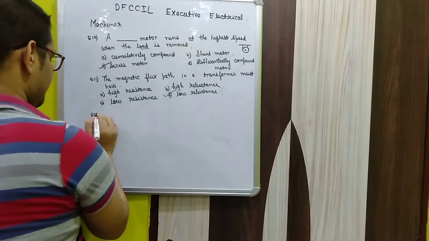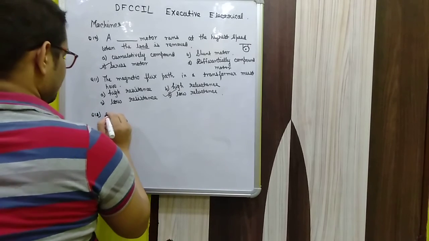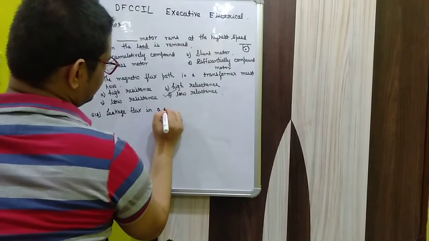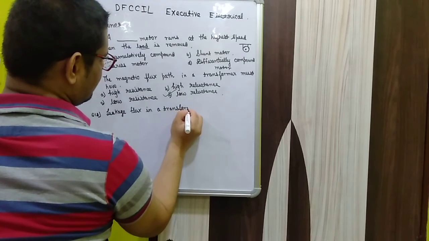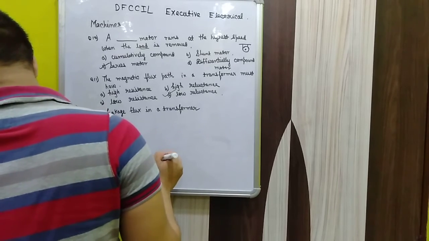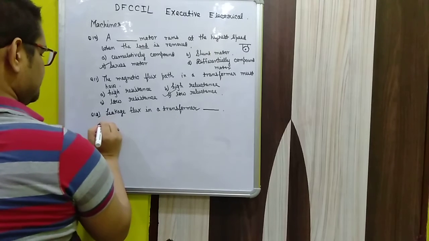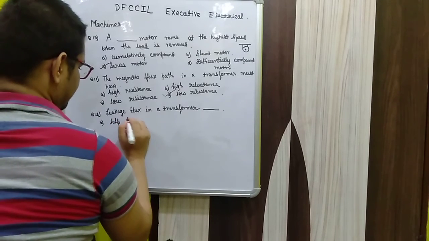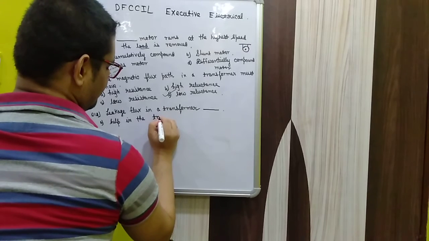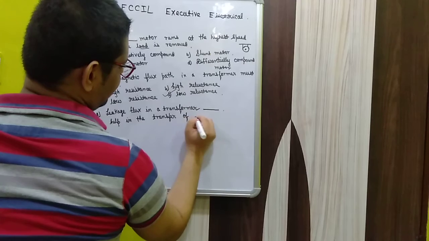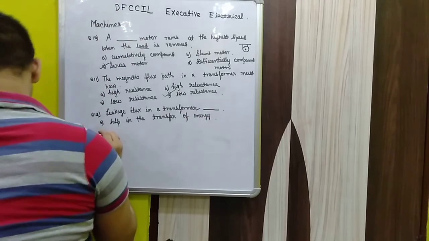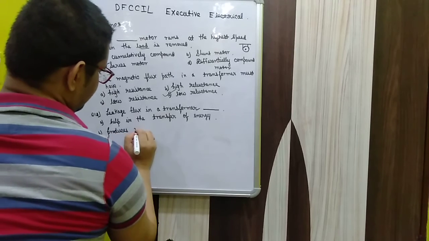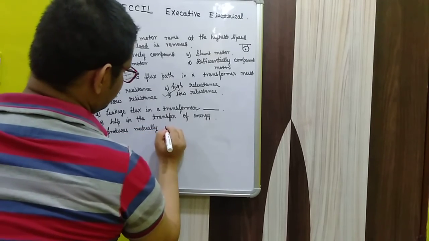Now I'm going to question number 12. That is, leakage flux in a transformer, and there is a blank given, so there will be options. Option A is given as helps in the transfer of energy. Option B is given, produces mutually induced EMF.